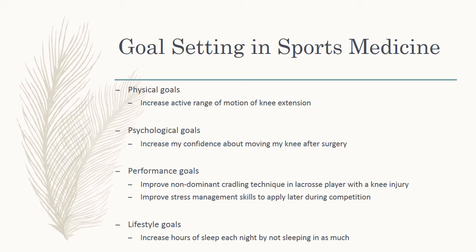Performance goals would be to improve non-dominant cradling technique in a lacrosse player who's not playing right now but has a knee injury, and that's why they're out. Or maybe to improve stress management skills to apply later during competition, to somehow improve their performance while they're not particularly participating in their sport. And lifestyle goals are also important because it could improve or change the lifestyle of the individual. These goals might include something like increasing hours of sleep at night by not sleeping in as much or going to sleep earlier.